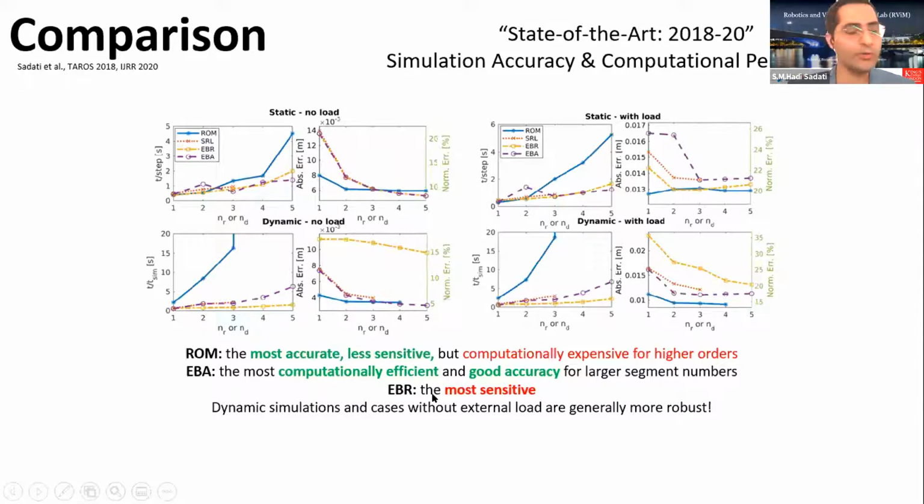Euler-Bernoulli with relative states is the most sensitive, alongside the rigid link robot, to the changes in the implementation of hyperelasticity and changes in the system. And in general, dynamic simulations and cases without external loads are generally more robust. So if you're looking for higher robustness in your simulations, it's better to approach it in a dynamic way rather than a static way. I assume the reason is obvious because you're aware of the history of the motions as well.